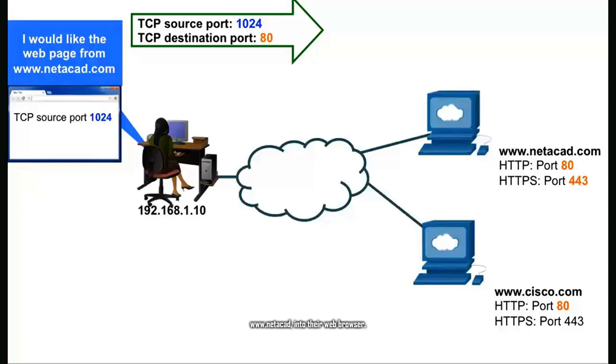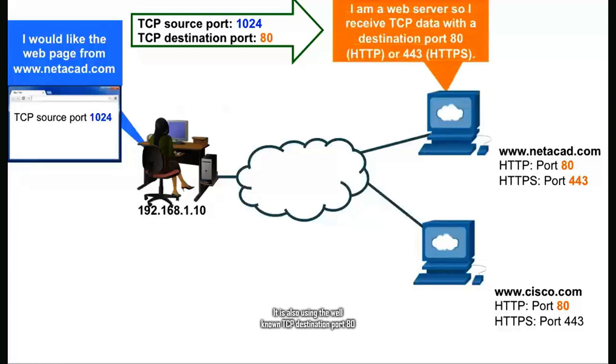In this example, the user has entered the URL www.netacad.com into their web browser. The web browser is sending the information using the network application protocol HTTP, which uses the transport protocol TCP. The user's operating system has selected the TCP source port 1024 to refer to any communications coming from this specific web browser window or process. It is also using the well-known TCP destination port 80, so the www.netacad.com web server knows this data is for its HTTP application.